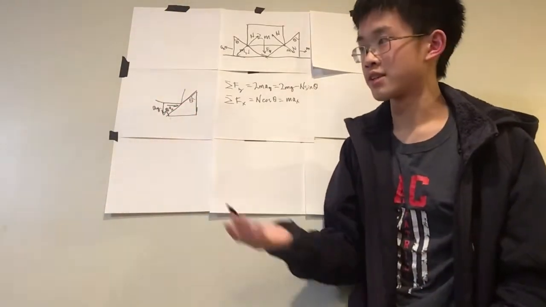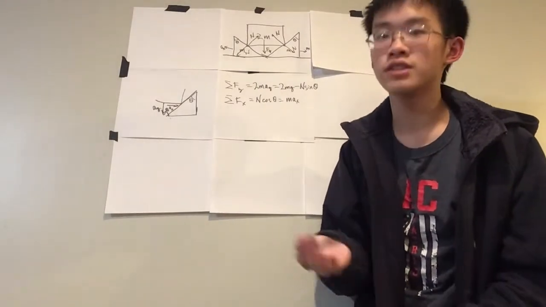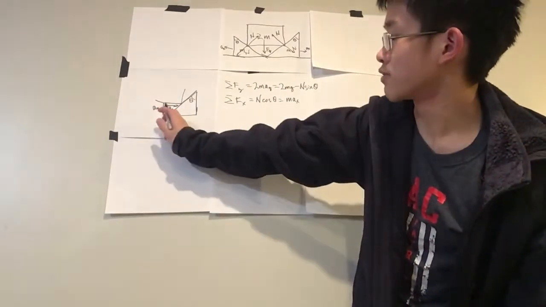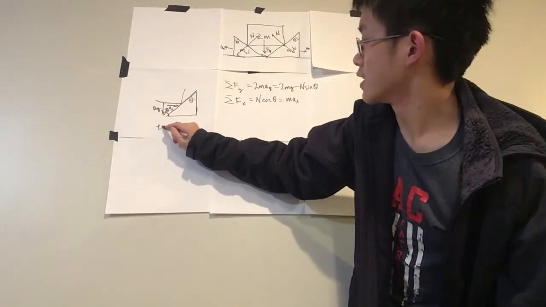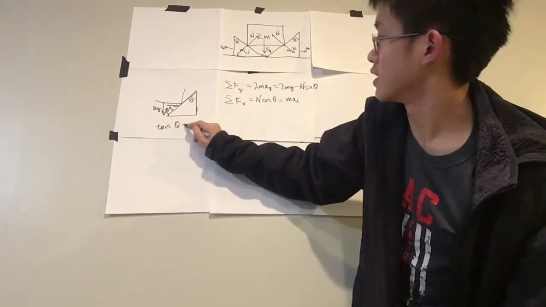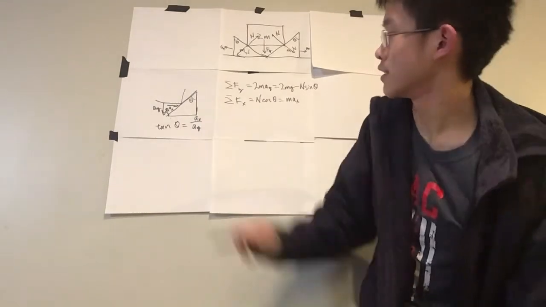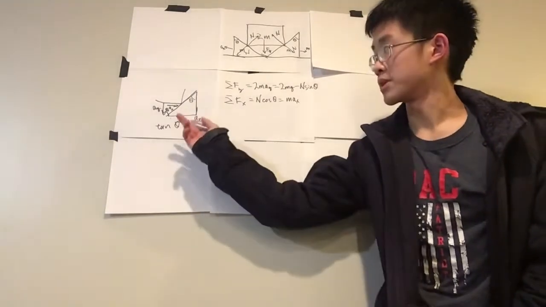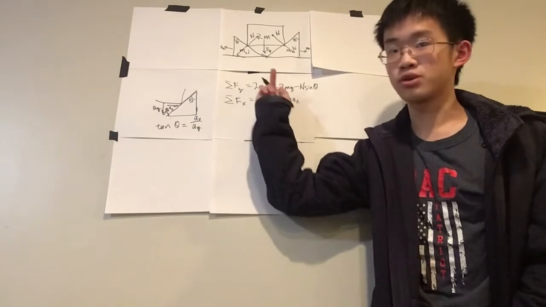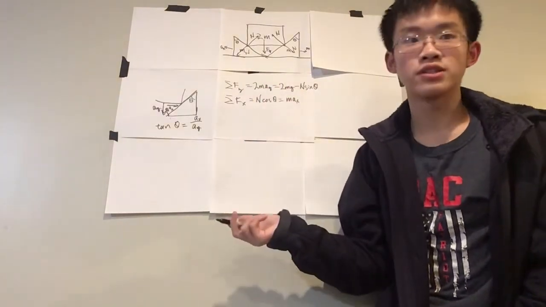That means the wedge has fallen away, which does not happen in this problem. So from this triangle, we find that tangent theta equals ax over ay. And this is especially important because now we can relate the accelerations in both these F-net equations.